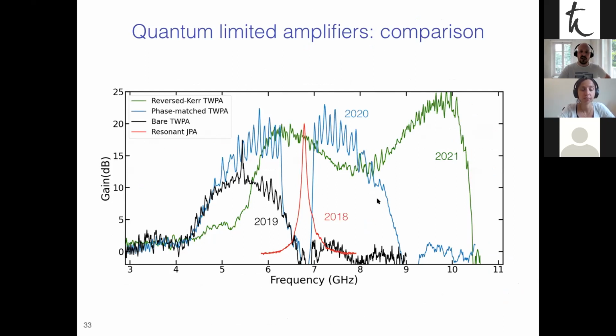This is the 2021 curve, the green curve, which is the latest device in our portfolio, I would say. It's a reversed Kerr traveling wave parametric amplifier. And you see that now by engineering the device at the nonlinearity level, we could get even more gain and even larger bandwidth. I think this graph illustrates quite nicely what you can gain whenever you transition from a resonant amplifier to a traveling wave parametric amplifier.